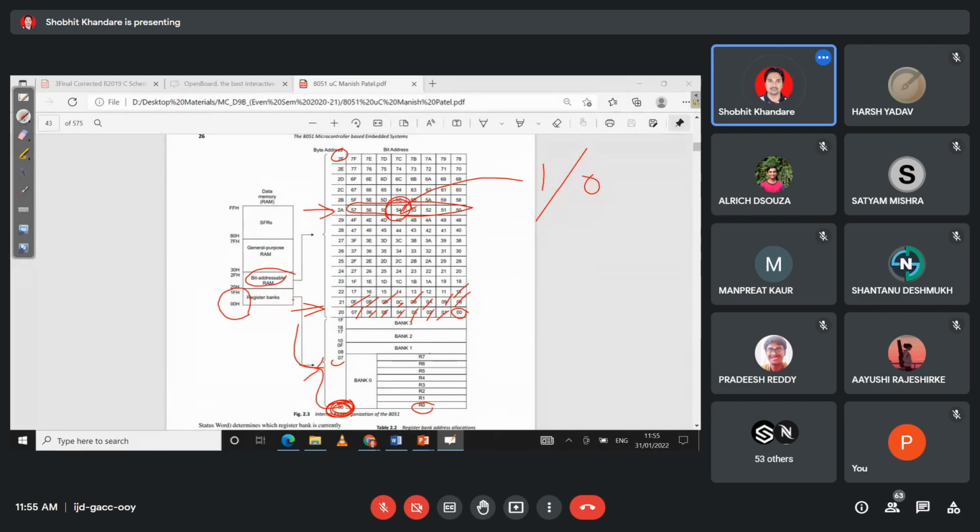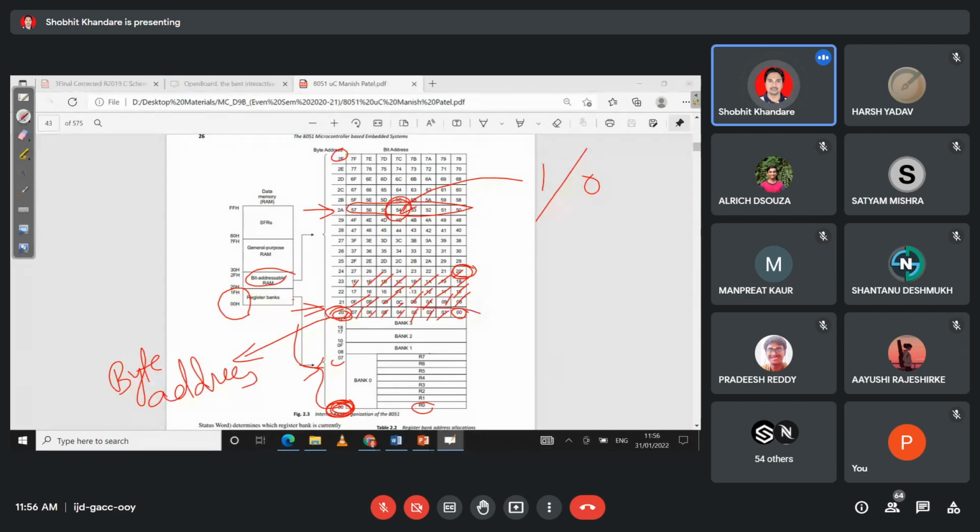See here 10. Then 11, 12, 13, 14, 15, 16, 17. Then 18, 19, 1A, 1B, 1C, 1D, 1E, 1F. After 1F comes 20. Now these 20 and these 20 are different. This 20 is said to be the byte address.